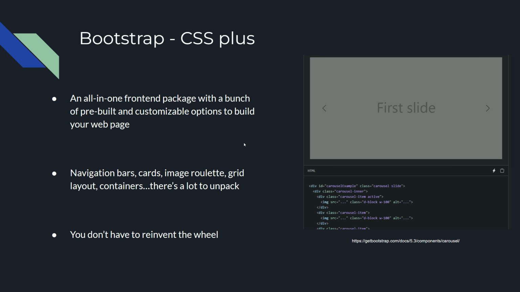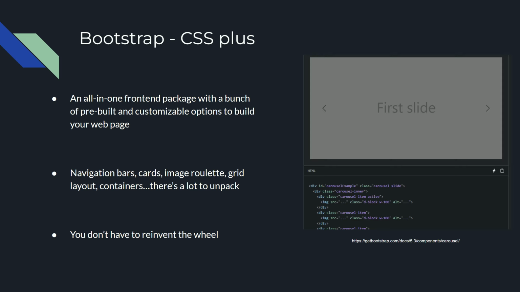And one neat thing about CSS is that there are a lot of things that you can do on your own, just from scratch, but you don't have to do that. One of the tools that we had used was called Bootstrap, which is an all-in-one front-end package that has a bunch of pre-built and a lot of customizable options that you can just use to help build your web page. Things like navigation bars, cards, image roulettes, buttons, grid layouts and containers, how we want to lay out certain things on our page. Bootstrap is just one example, one tool that we can use to help really simplify that process as well.